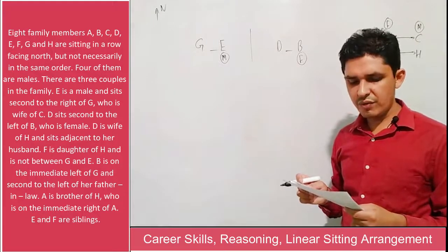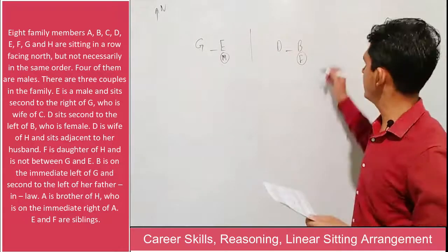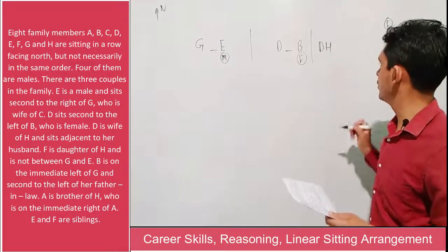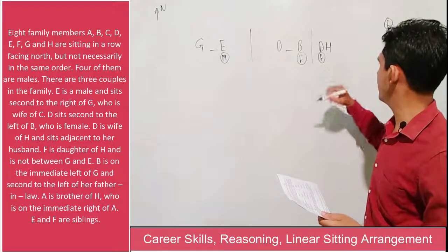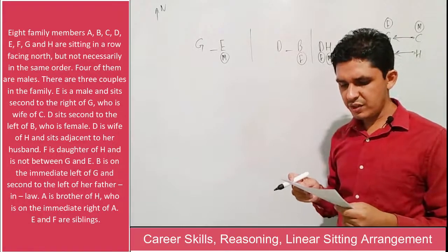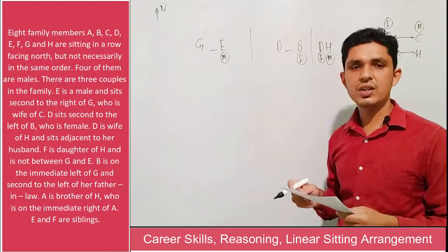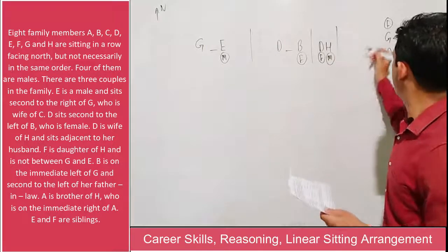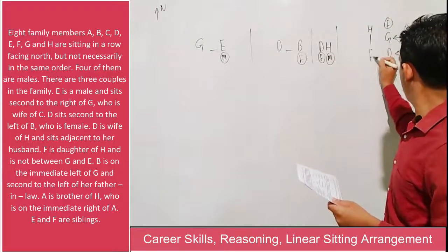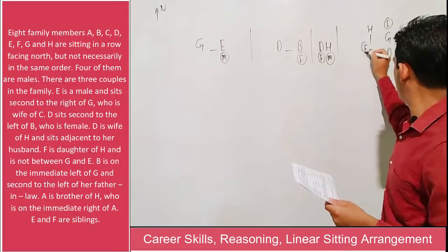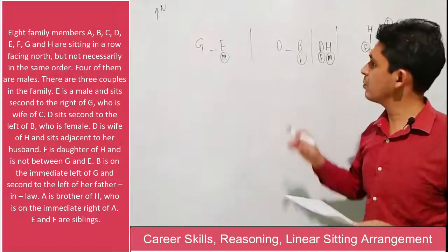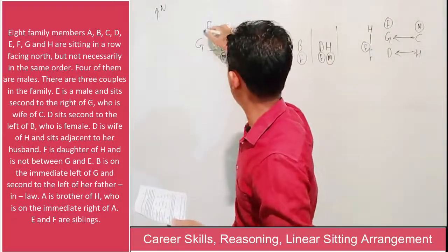Thereafter, D is the wife of H and sits adjacent to her husband. That means if we make another arrangement, D will be with H, and D is a female, so H will definitely be a male, right? F is the daughter of H and is not between G and E. So wherever we have H, the daughter of H is F, and as a daughter F will be a female, right? F is not between G and E. That means F will not be here.